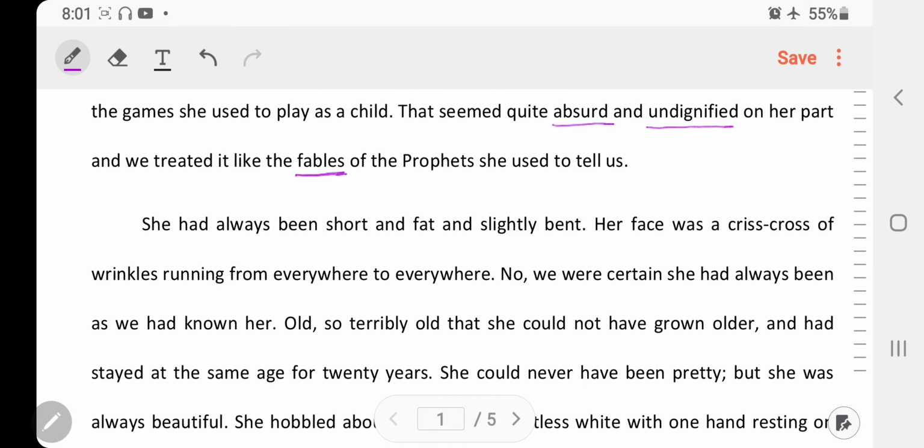She had always been short and fat and slightly bent. This grandmother, it was the physical structure was short.